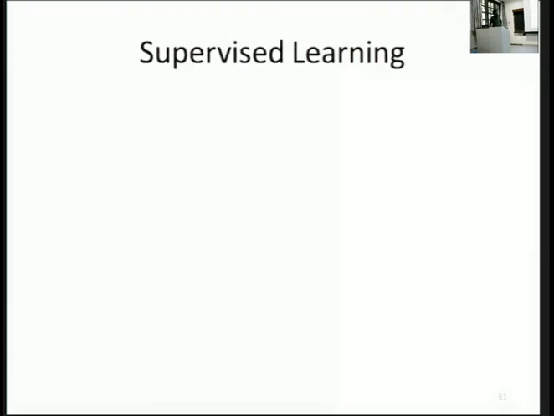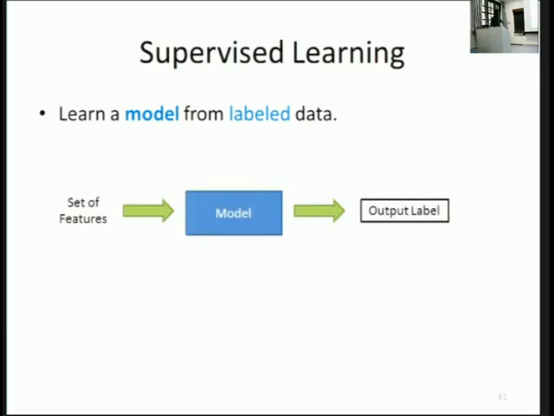I'll get into more details of supervised learning. The idea is to learn a model from labeled data. Label means you have a label with it, saying raw or ripe. In the latter case, we never had that label. So we have a set of features, we give them to a model, and the model predicts a label.